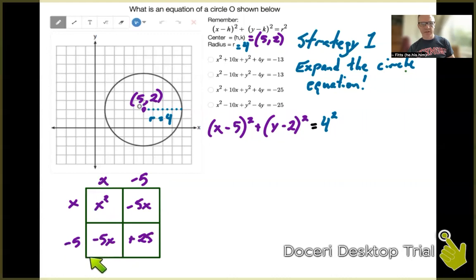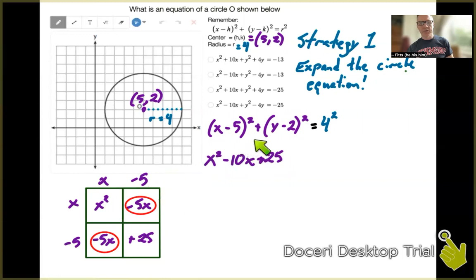So this is x down here. This is negative 5. Negative 5 times x is negative 5x. This is x. This is negative 5, so that's negative 5x. This would be negative 5 times negative 5, so that would be 25. So now I just need to combine like terms, and there you go. I've expanded this binomial here. It's x squared minus 10x plus 25.